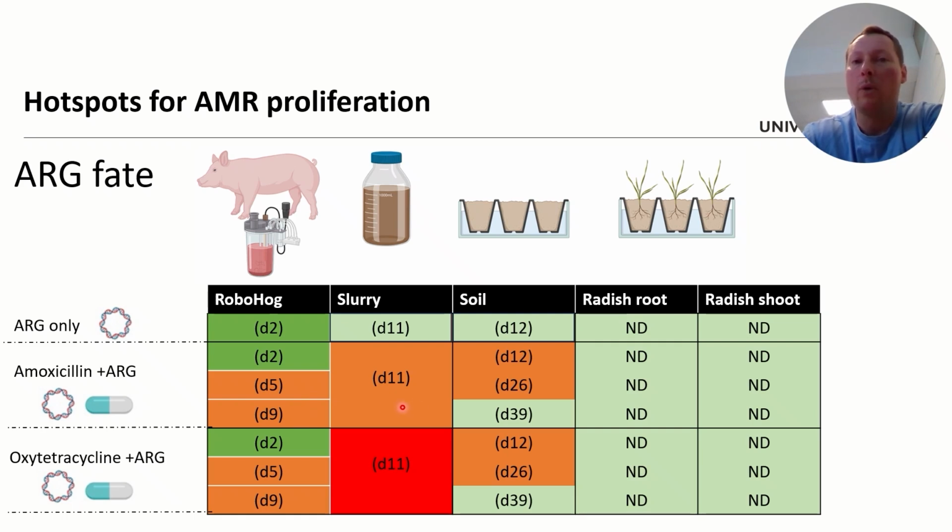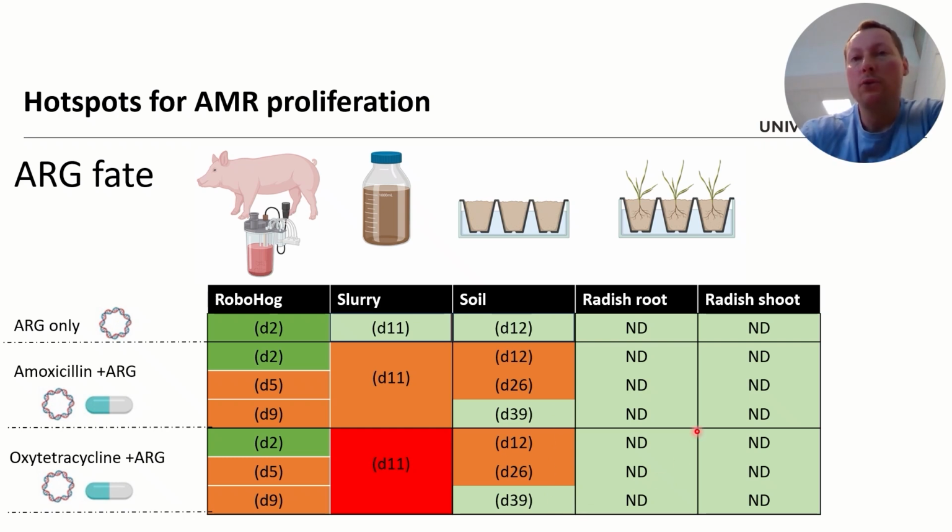And then when we collected the slurry, we found that it was present at high levels in the slurry, interestingly very high levels in the slurry made from the RoboHog model where oxytetracycline was given. And then we were also able to detect this antimicrobial resistance gene in the soil 39 days after application.